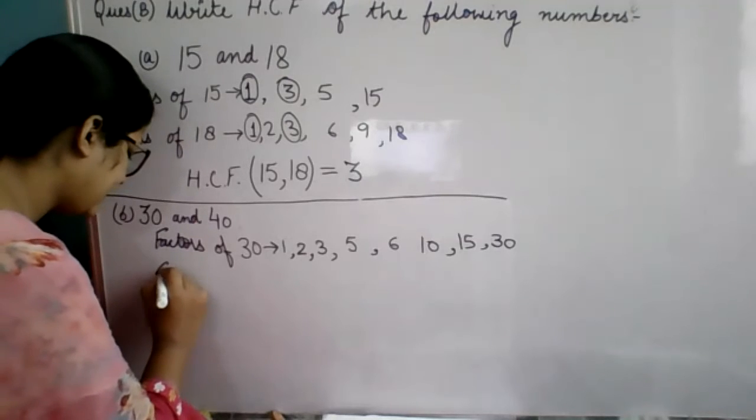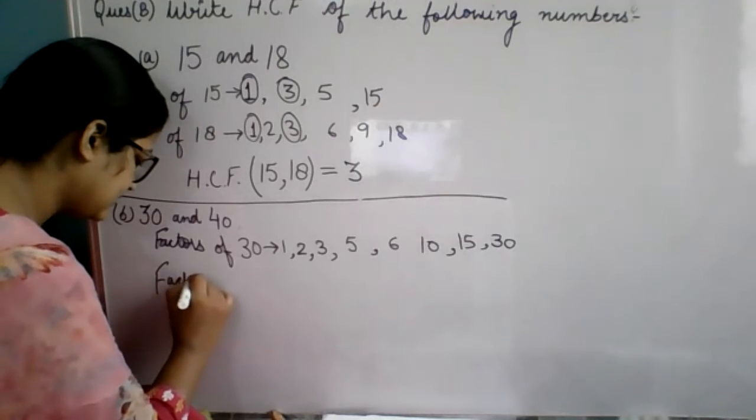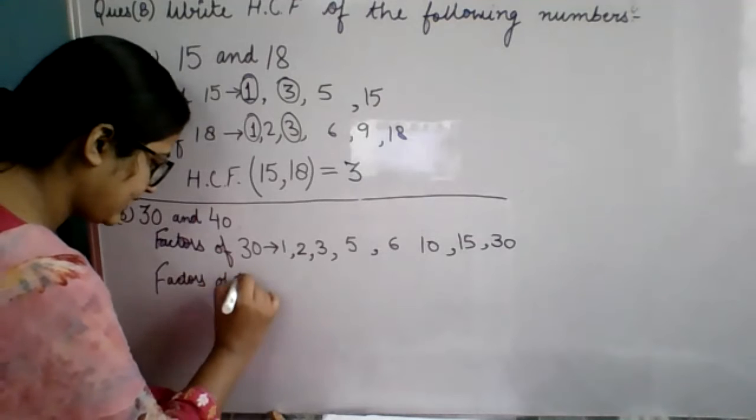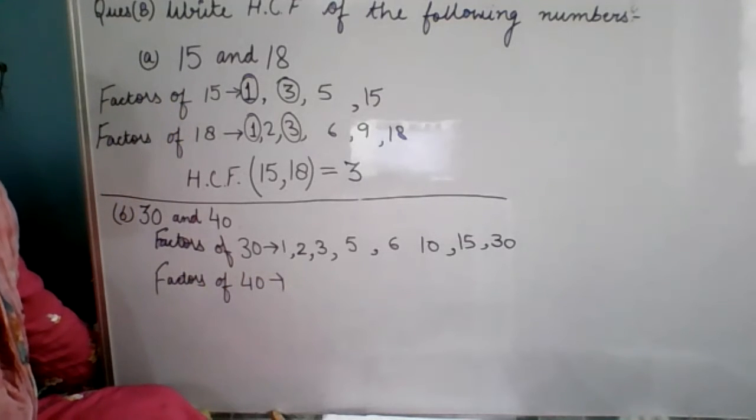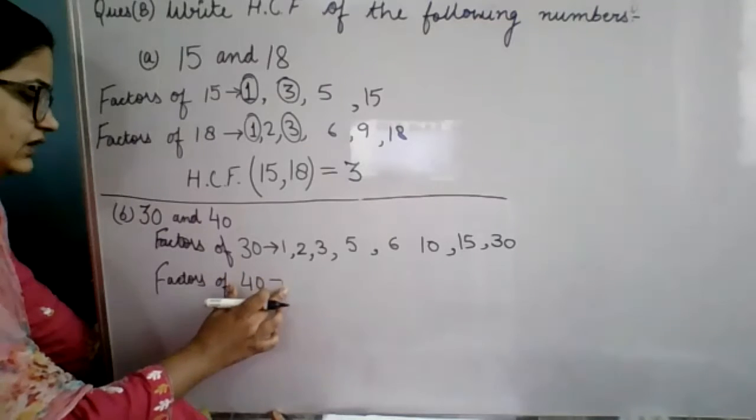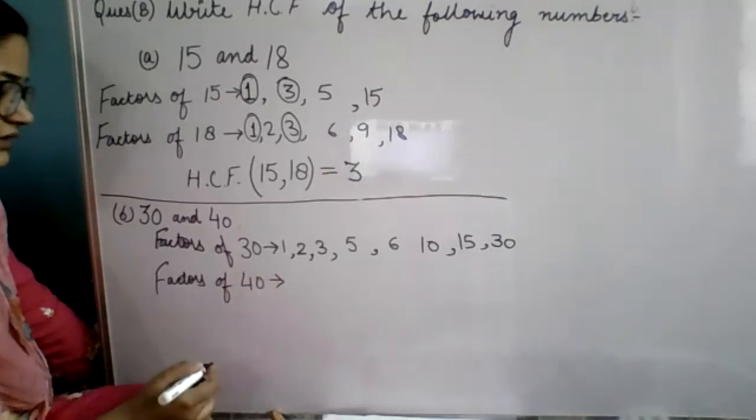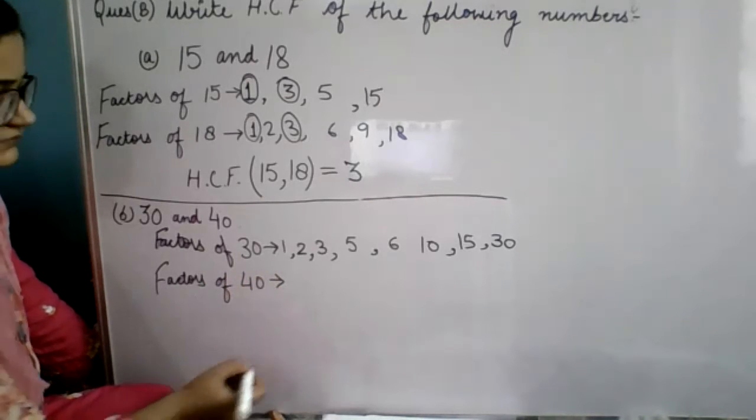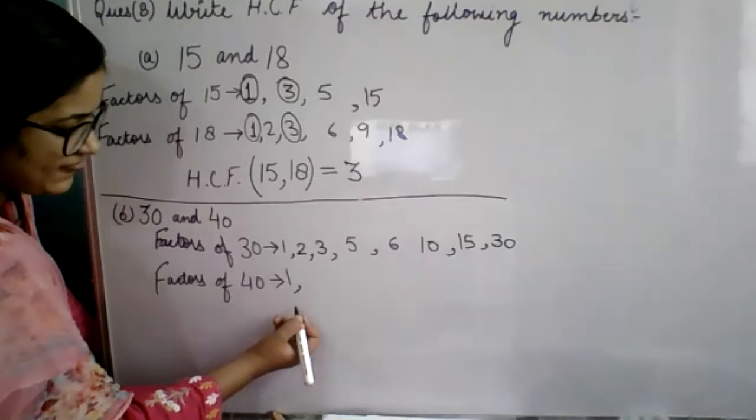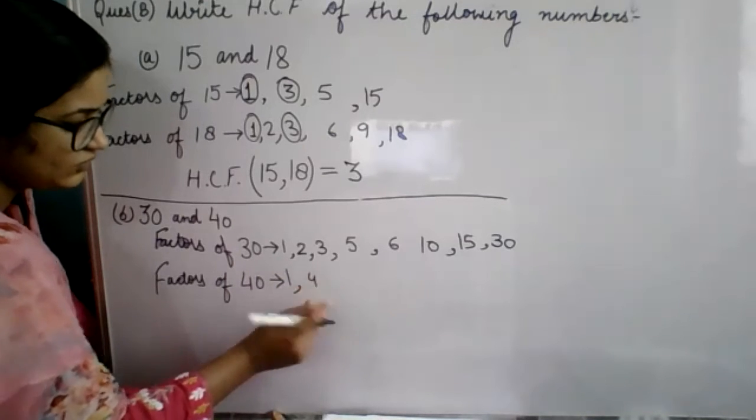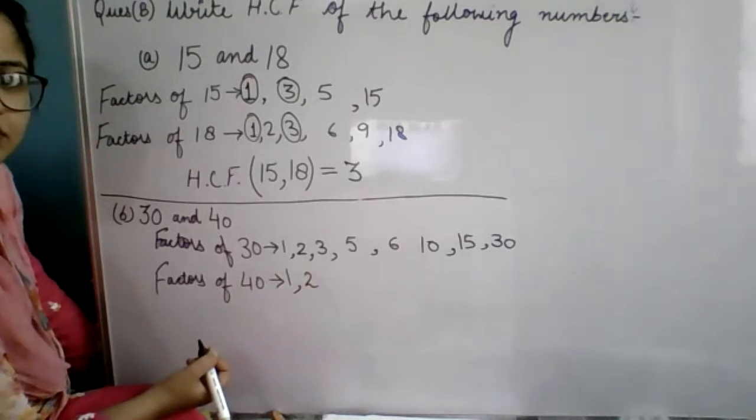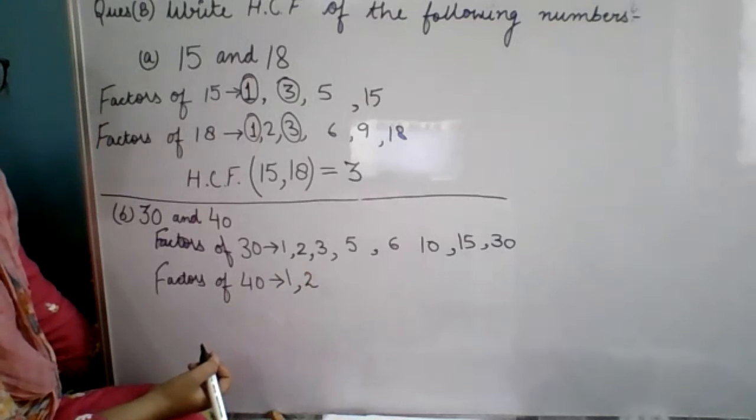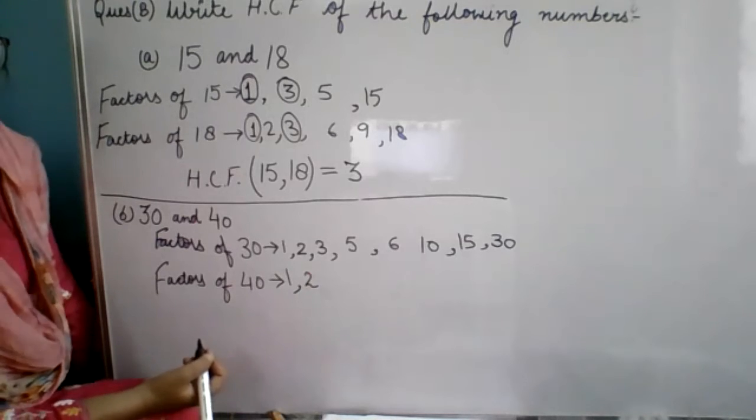Now we will take out the factors of 40. Okay, someone can tell me the factors of 40? Advika, tell me the factors of 40. 1, 4, 5. No, 2 will be there. Why? 2 twenties are 40.